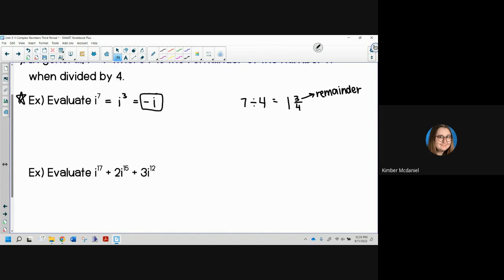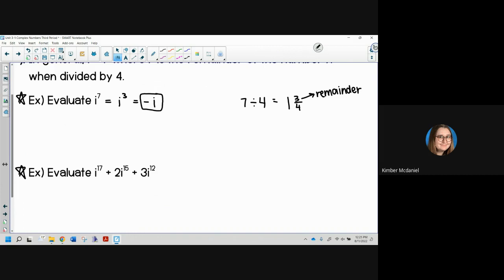Go ahead and write down this one. You don't have to write evaluate if you don't want to. But go ahead and write that one down. So this one's just a little bit more complex. But it says evaluate i to the 17th plus 2i to the 15th plus 3i to the 12th power. So again, evaluate i to the 17th plus 2i to the 15th plus 3i to the 12th power.